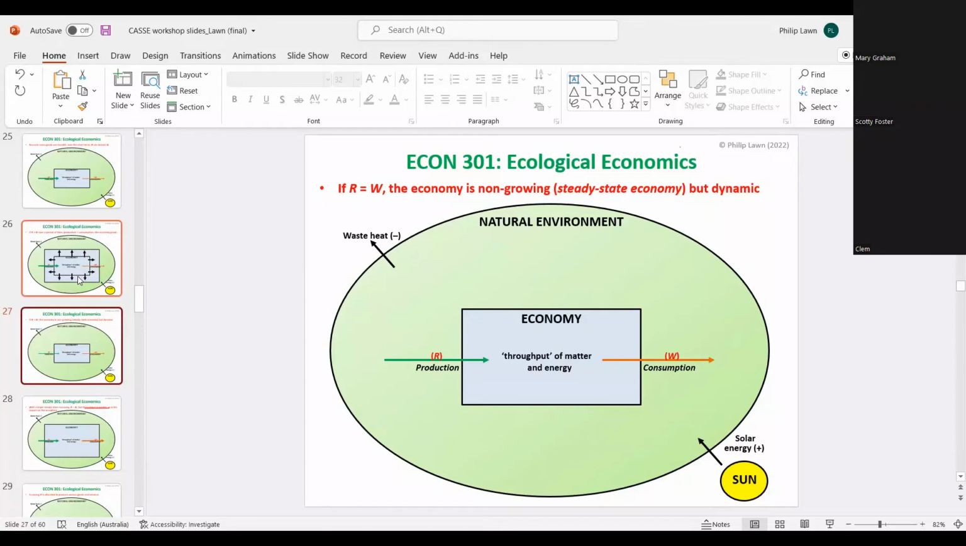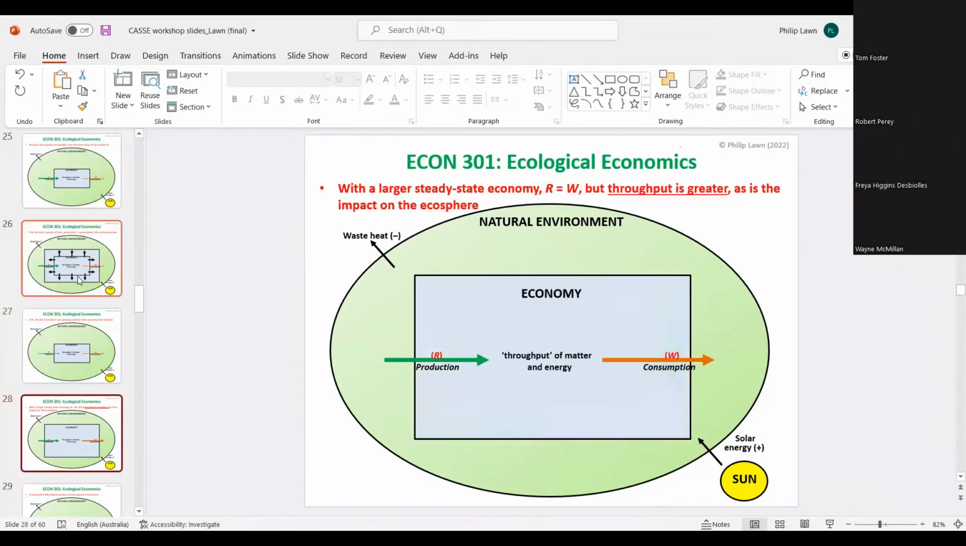We can maintain a steady stock of goods that qualitatively improve over time, and we can be better off. So you can have so-called development without growth. So the steady state economy can still be a dynamic economy.